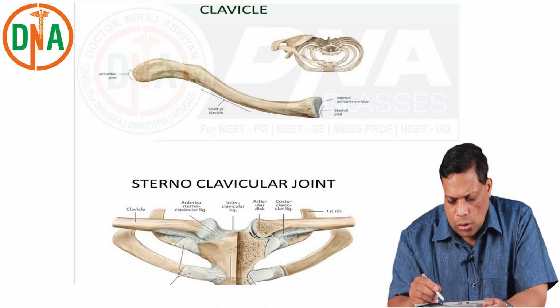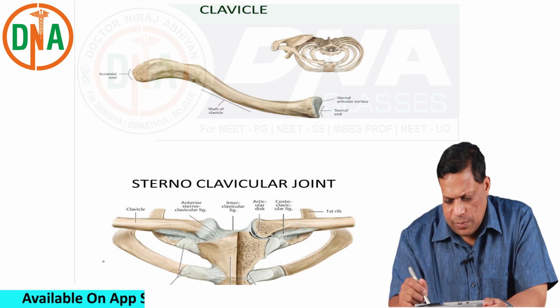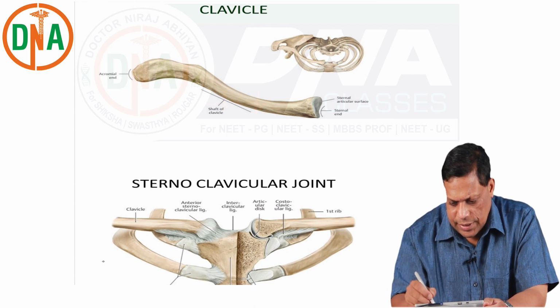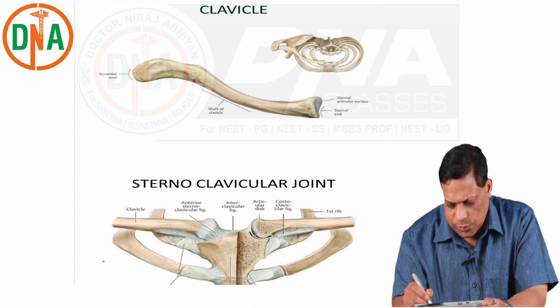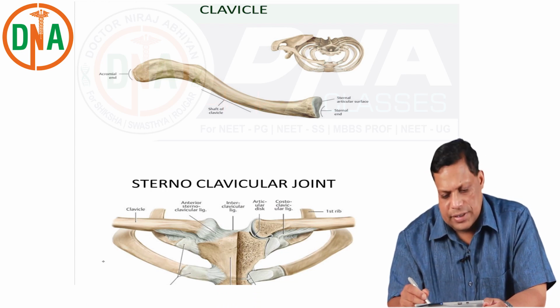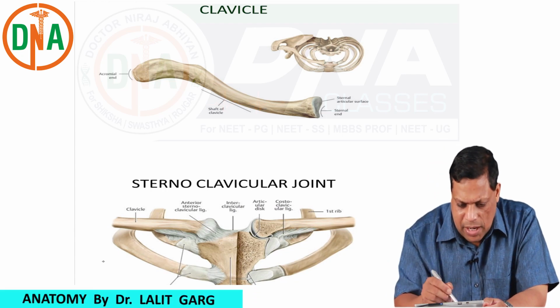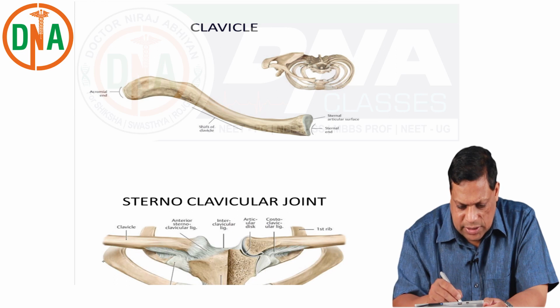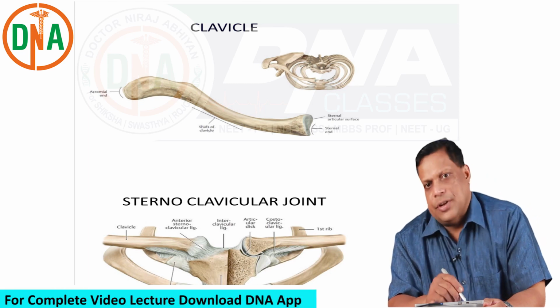It has two borders. On the medial side of the bone, it is more or less round, so it has four surfaces. This is the superior surface, this is the anterior surface, this is the posterior surface and the inferior surface. While in the lateral part, this bone is flat, so it has two borders: this is the anterior border, this is the posterior border. This is the superior surface and the inferior surface.